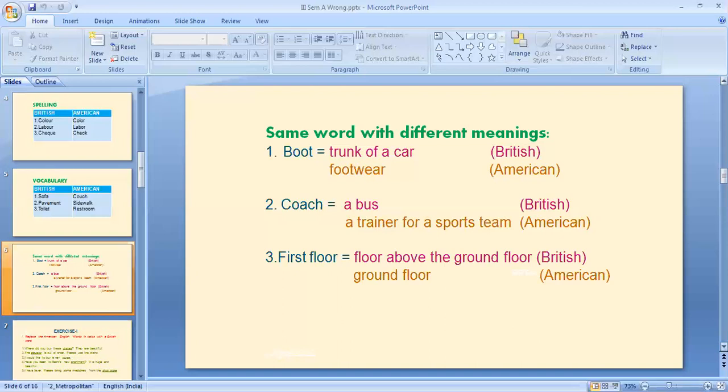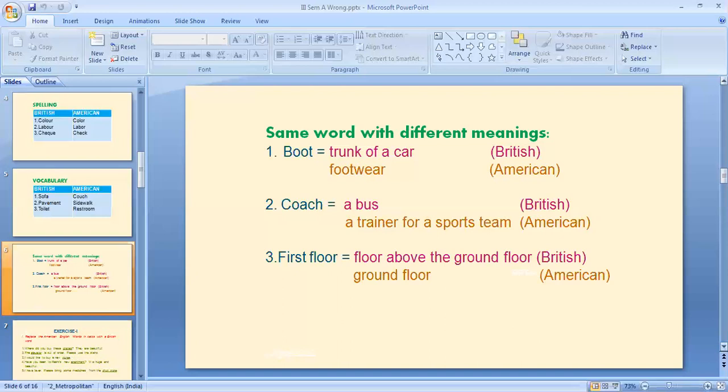So in this way, there are some differences between these two Englishes, British English and American English. British English is also called RP, Received Pronunciation, and we Indians very much use British English.